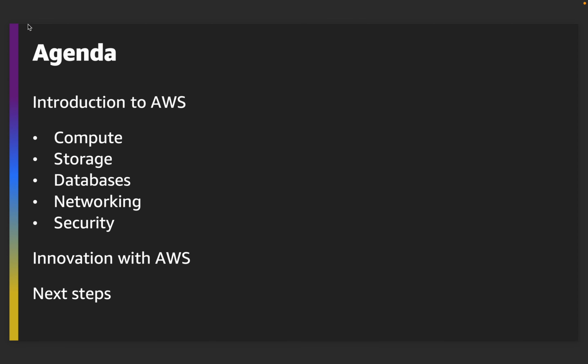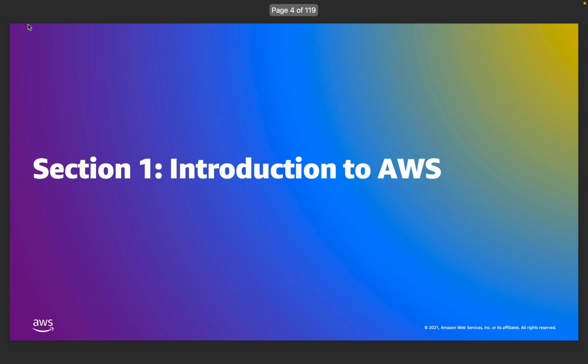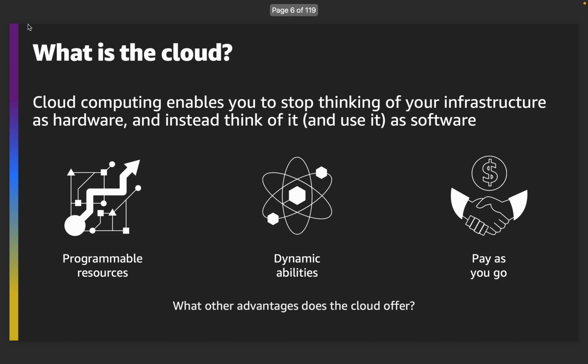Today the agenda is we are going to cover an introduction of AWS, and then compute service, storage service, database service, networking and security. So these five, and then innovation with AWS in the next step. For innovation at AWS, we are going to talk about IoT, ML, blockchain, AWS Ground Station, and AWS Wavelength. So, the introduction of cloud.